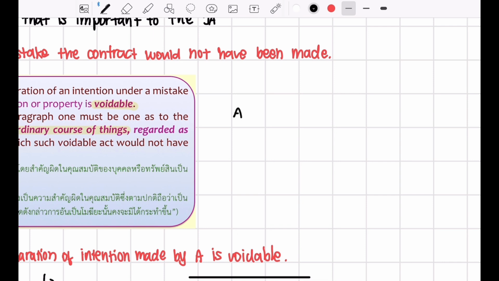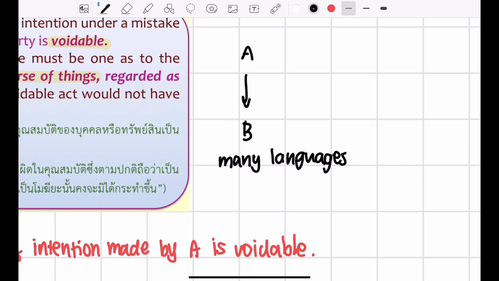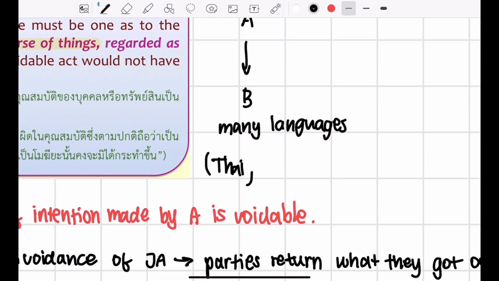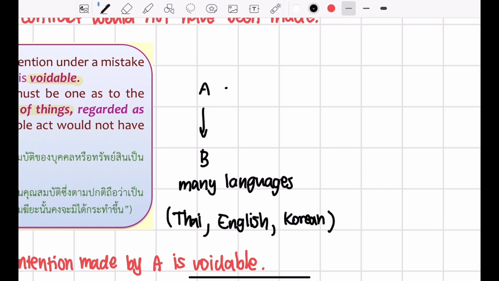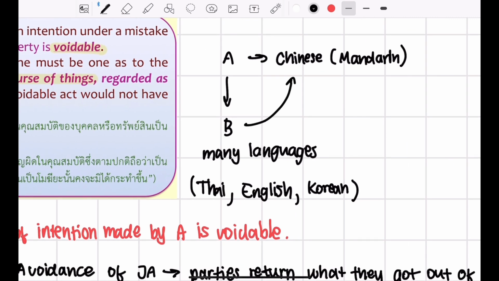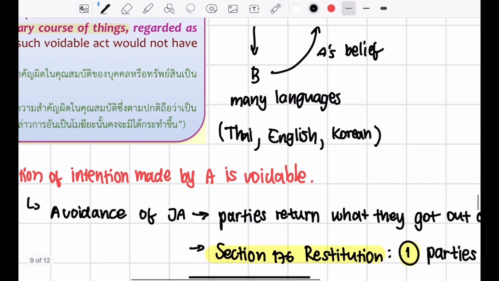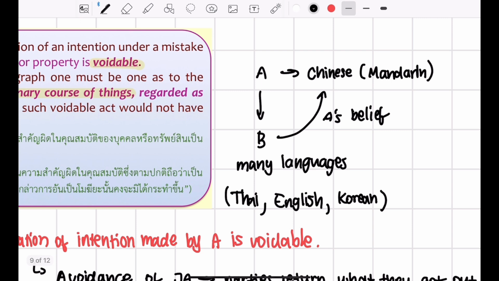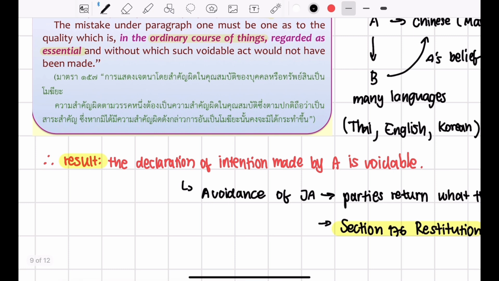If A wants a translator, A goes to B, who is known to speak many languages. The languages that B speaks are Thai, English, and Korean. But A wants to hire a translator who can translate Mandarin Chinese, and A thought that B can speak Chinese. But B can't actually speak Chinese because he can speak only Thai, English, and Korean. So now A is mistaken about B's quality. And if A had known from the first place, then A wouldn't have hired B. That means A's declaration of intention becomes voidable.